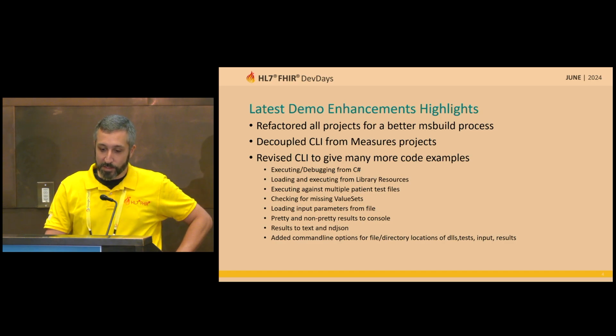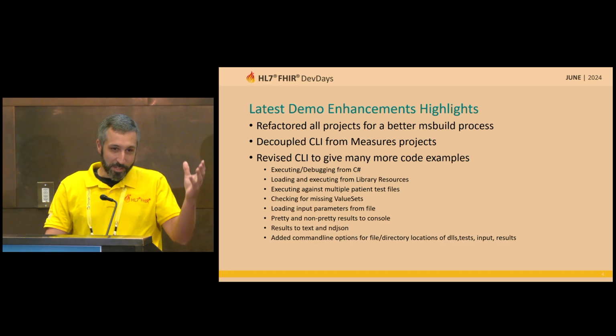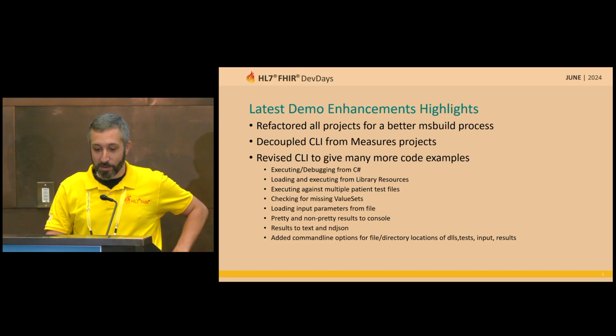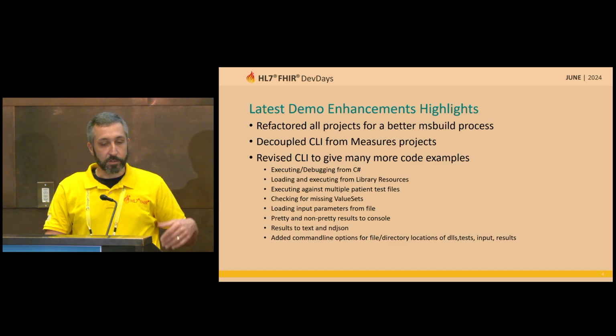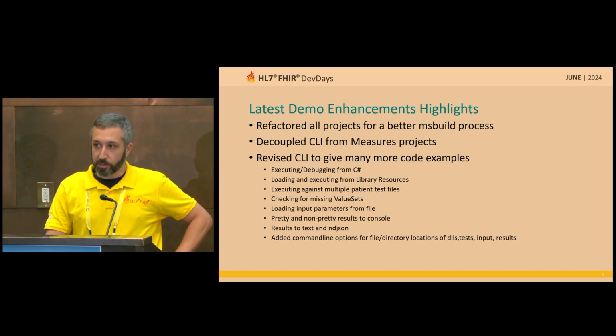We've also revised the CLI to give many more code examples, and here's an extensive list. I'm not going to read through this, but some cool ones that I like that I did, and I got help with, of course, are checking if you're missing value sets for your test cases, adding test cases, pretty printing some of the output because it was just a long string of JSON, kind of hard to read, and some command line options to actually load files from disk and not have to have it directly built in.